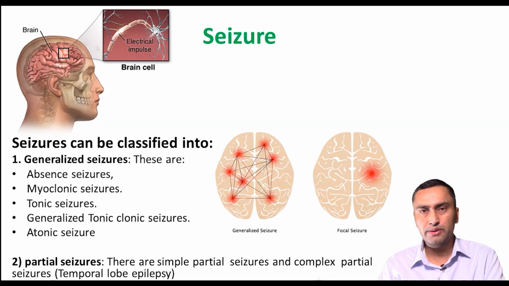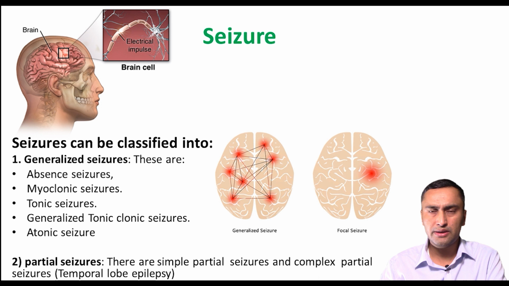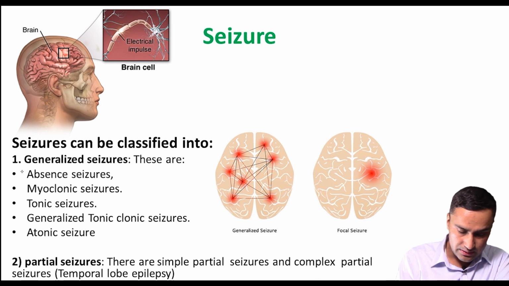So, seizure. Let's talk about another important topic, seizure. You should know the seizure definition. This is an abnormal, excessive electrical discharge from the brain. Seizures can be classified into two types: generalized seizure or partial seizure.